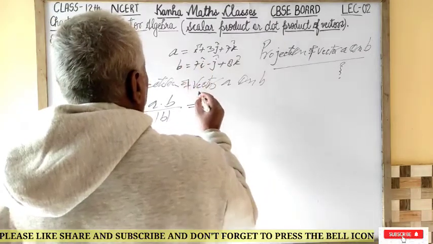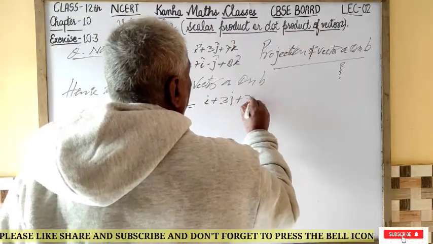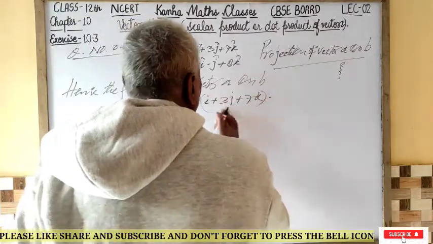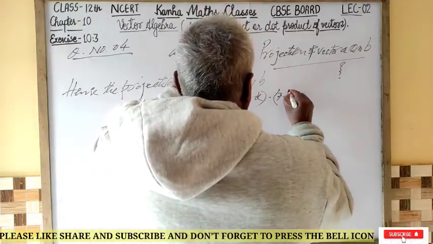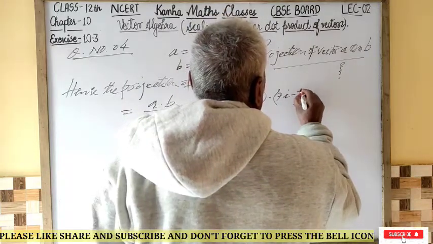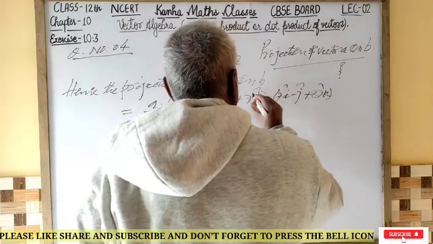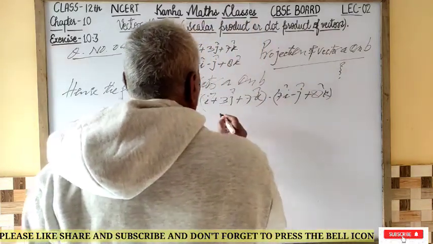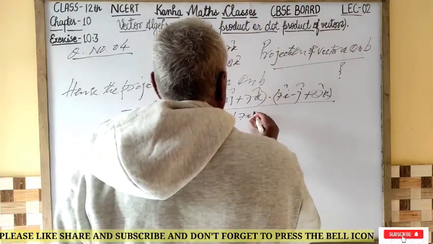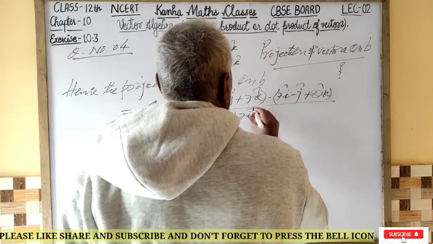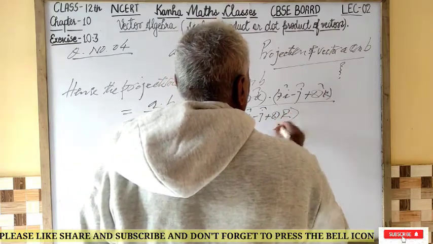Now the dot product of vectors A and B is i plus 3j plus 7k dot vector B, which means 7i minus j plus 8k, upon mod of vector B, that is 7i minus j plus 8k.